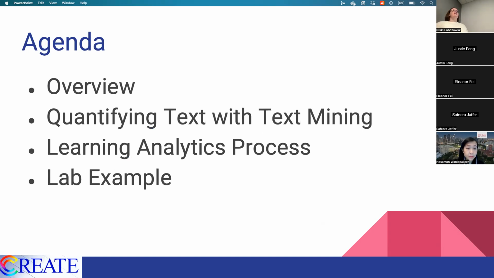We're going to talk about quantifying text with text mining. We're going to walk through the learning analytics process, and then there's going to be an example. Now, this is way too much to do in an hour, so I'm going to give you some background, and then I will put the example online for you to work through on your own, and I'm always available to answer questions if you email me. I'll have all this up in the next couple of days, by the end of the week.